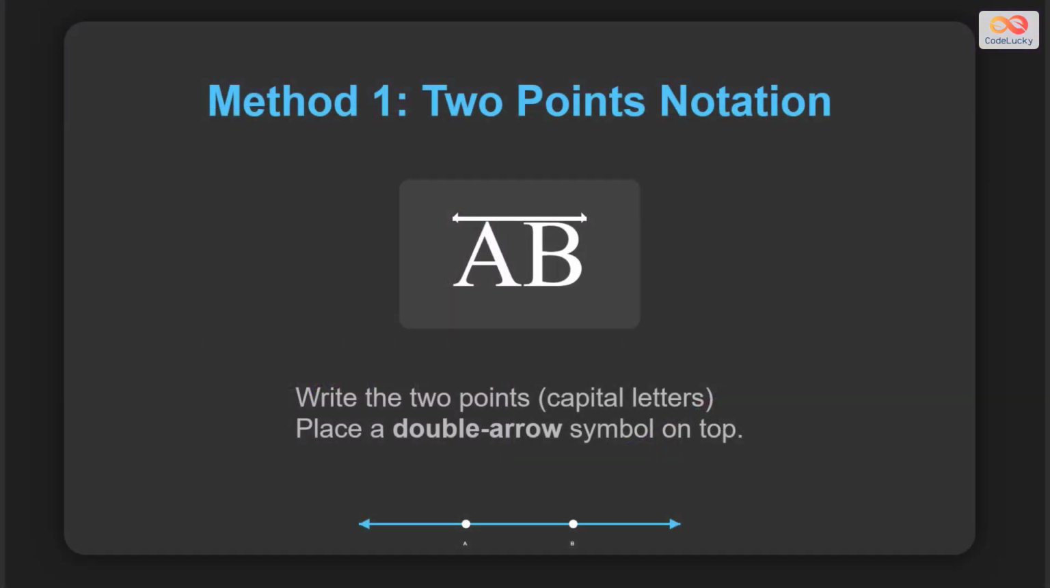The first and most common way to name a line is by using 2 points on that line. You write the capital letters of the points, like A and B, and then place a double-headed arrow symbol on top. This symbol tells us we are talking about the entire infinite line, not just the segment between them.